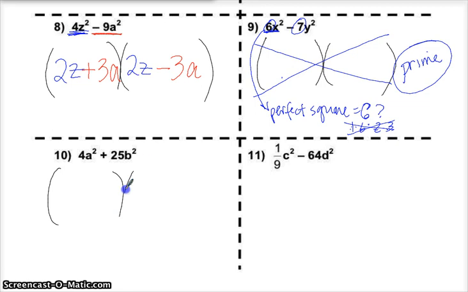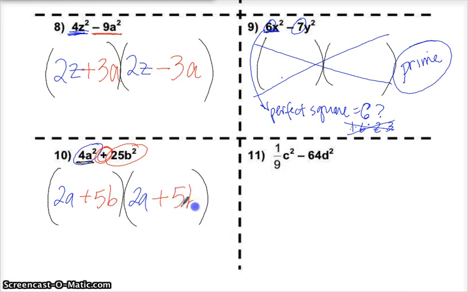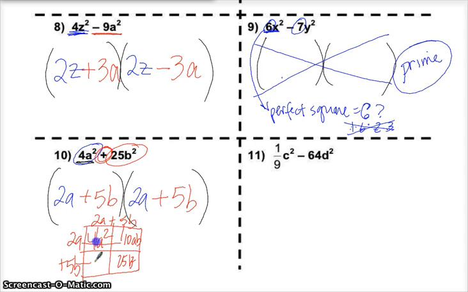Okay, the next one. Well, we have a perfect square here, right? It's 4a squared. 2a times 2a gives me 4a squared. And then 25b squared, but it's a positive here. So that looks like we should do positive 5b and positive 5b. The problem is this doesn't work. If we did a quick check, we would do 2a plus 5b, 2a plus 5b. Well, this is 4a squared, this is 25b squared, so that works. But these two are 10ab, and this is 10ab, and they're both positive, so they don't cancel.